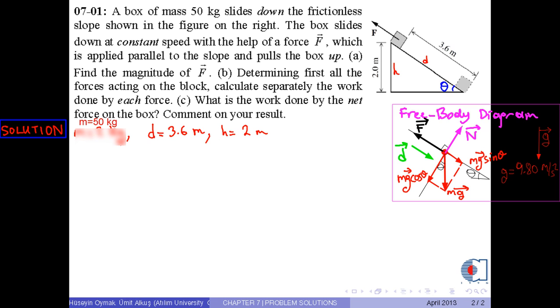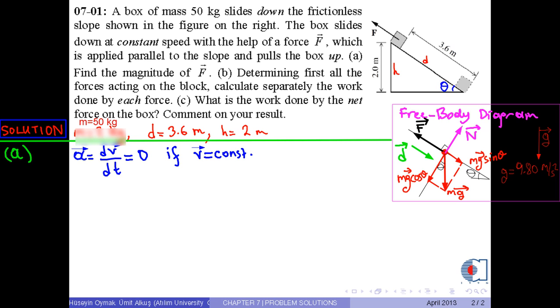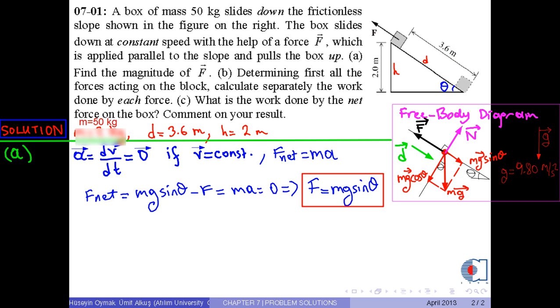To find the magnitude of F, we should first notice that in order for the box to move at constant speed, its acceleration along the slope must be zero. And by Newton's second law, F is m times g times sine theta. From the figure, sine theta is nothing but h over d.